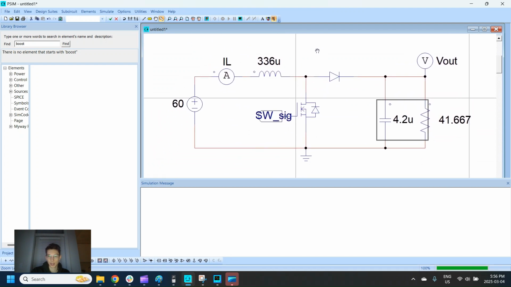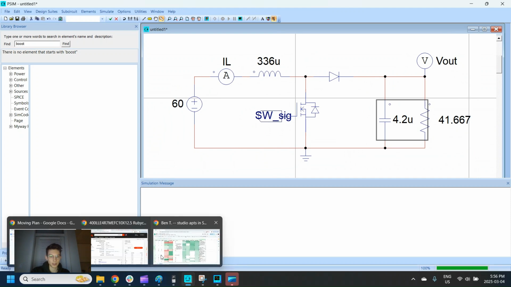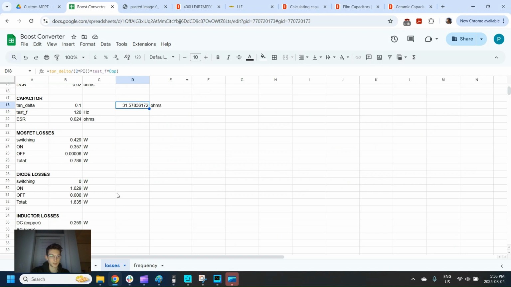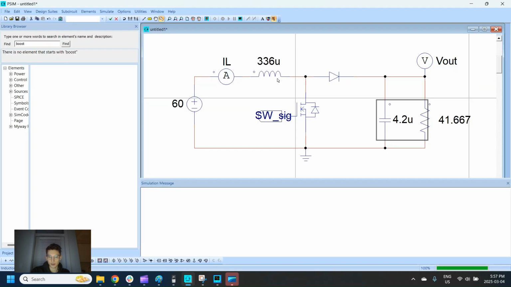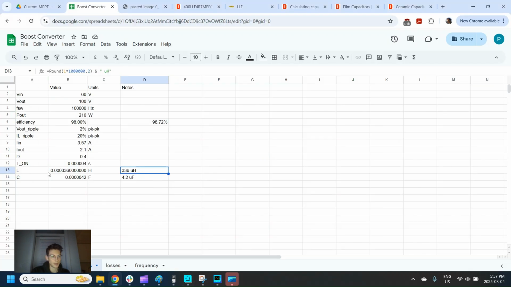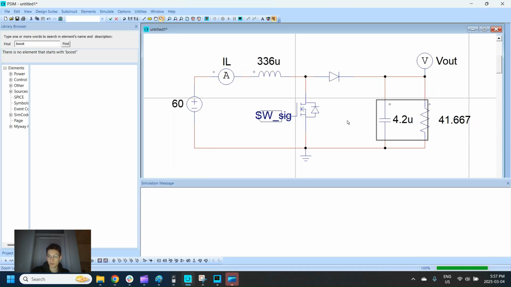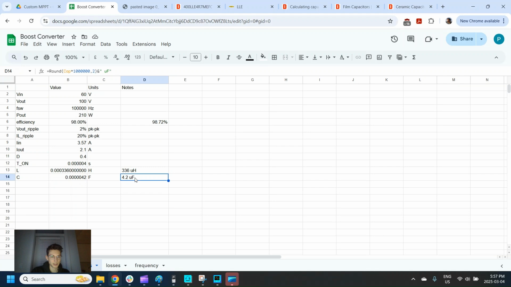So here is a demo version of PSIM. And the values that I've chosen here are just again from the spreadsheet. So we've gone through and, similar to the values we've used before, voltage in, voltage out, 100 kilohertz switching frequency, and our power. 2% voltage ripple, 20% current ripple, and that gives us these values for the components. So I've entered them in here, 336 microhenries for the inductor, and 4.2 microfarads for the capacitor.